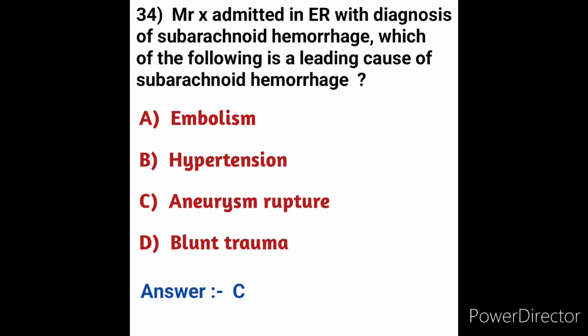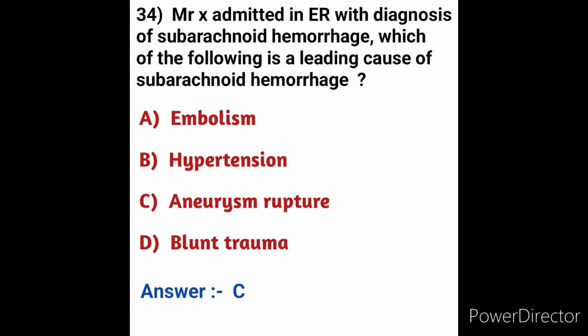Mr. X was admitted in the ER with a diagnosis of subarachnoid hemorrhage. Which of the following is the leading cause of subarachnoid hemorrhage? We will see the options here. Option A, embolism. Option B, hypertension. Option C, aneurysm rupture, and option D, blunt trauma.